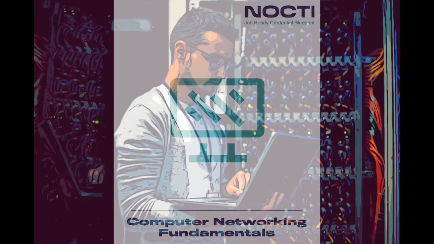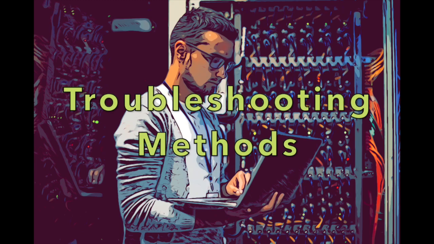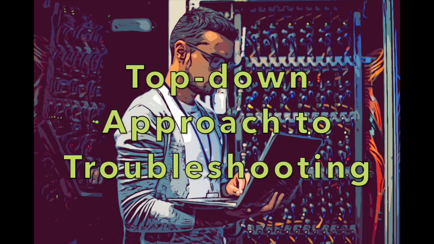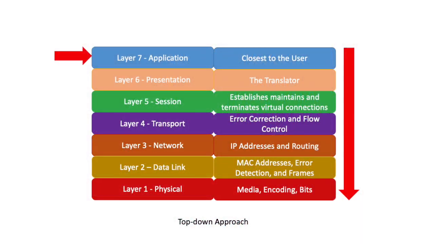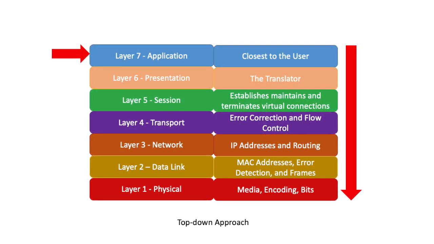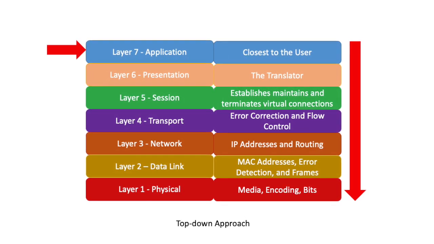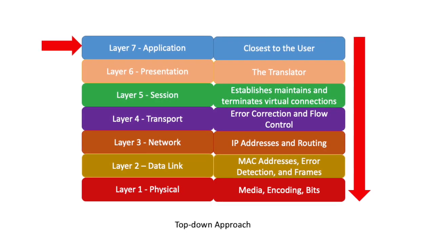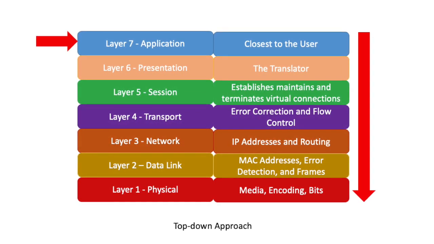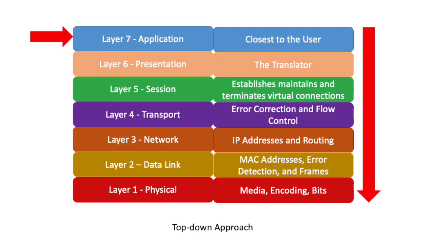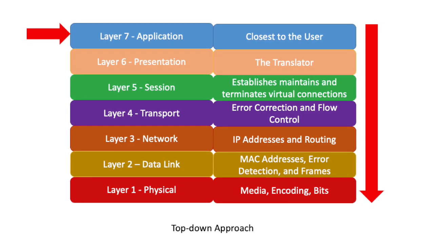This micro-credential deals with troubleshooting methods and consists of 5 targeted skills. This targeted skill deals with the top-down approach to troubleshooting. The top-down approach is one of 3 approaches to troubleshooting using the Open Systems Interconnection, or OSI model. With the top-down approach, the technician starts in the application layer and works down the layers to identify the problem.